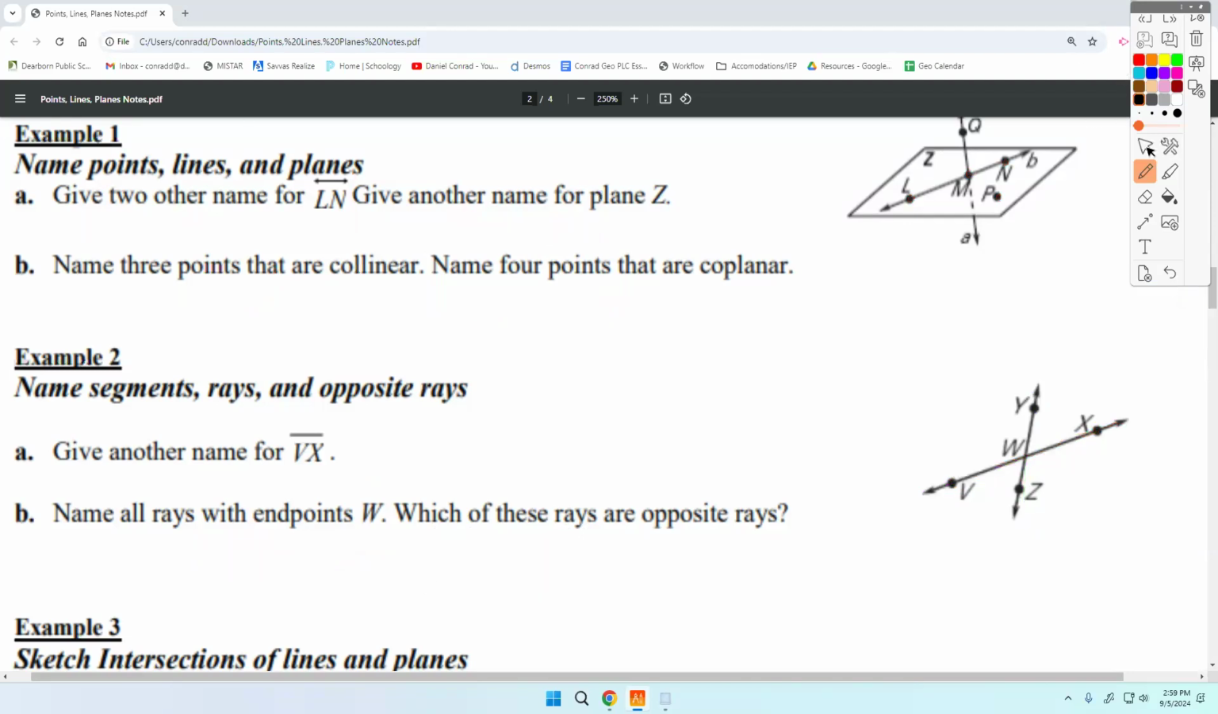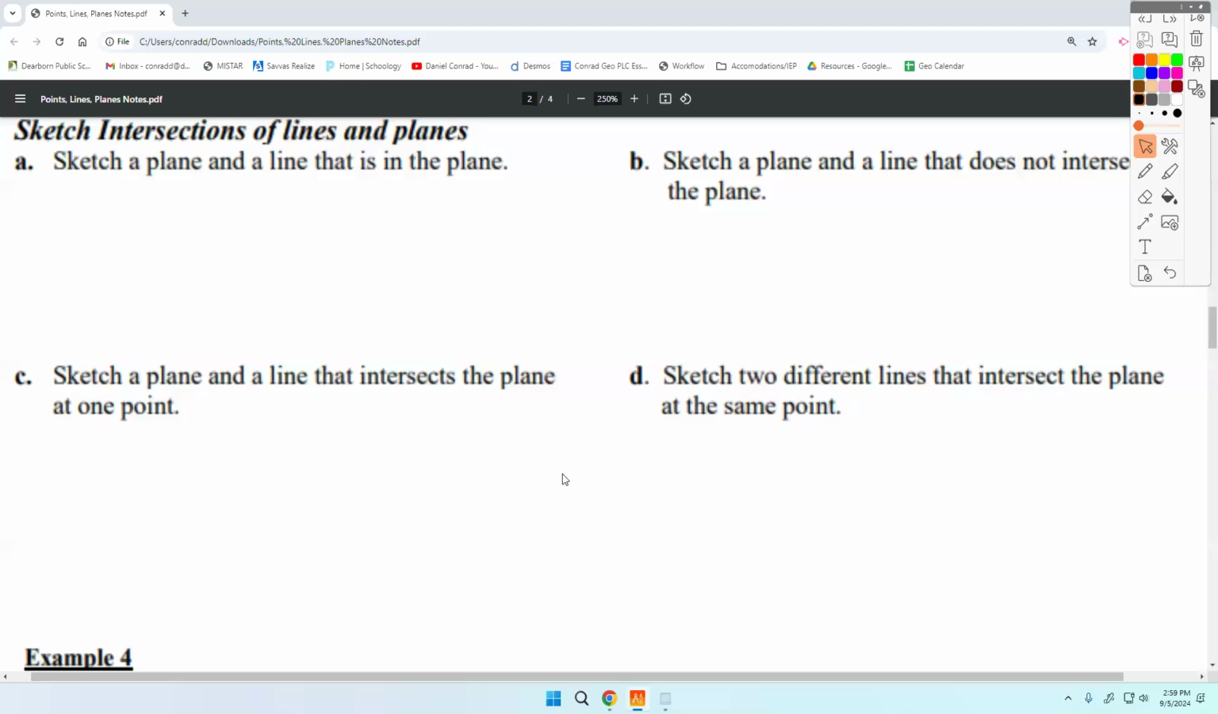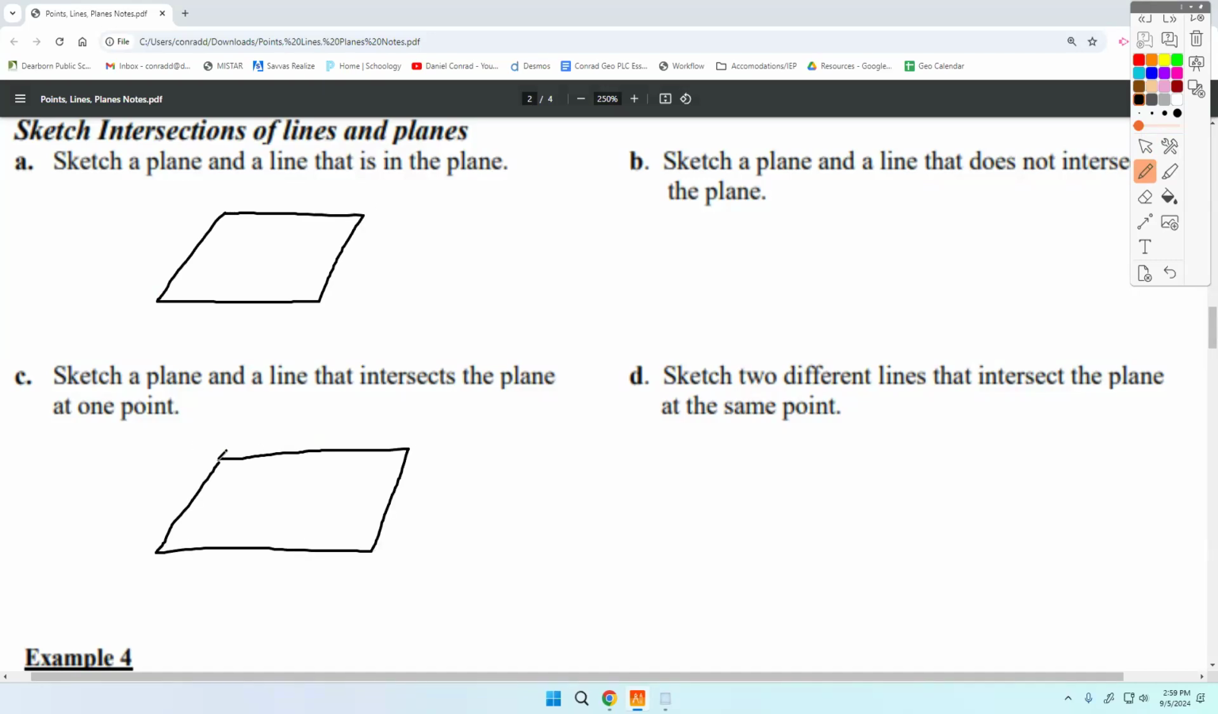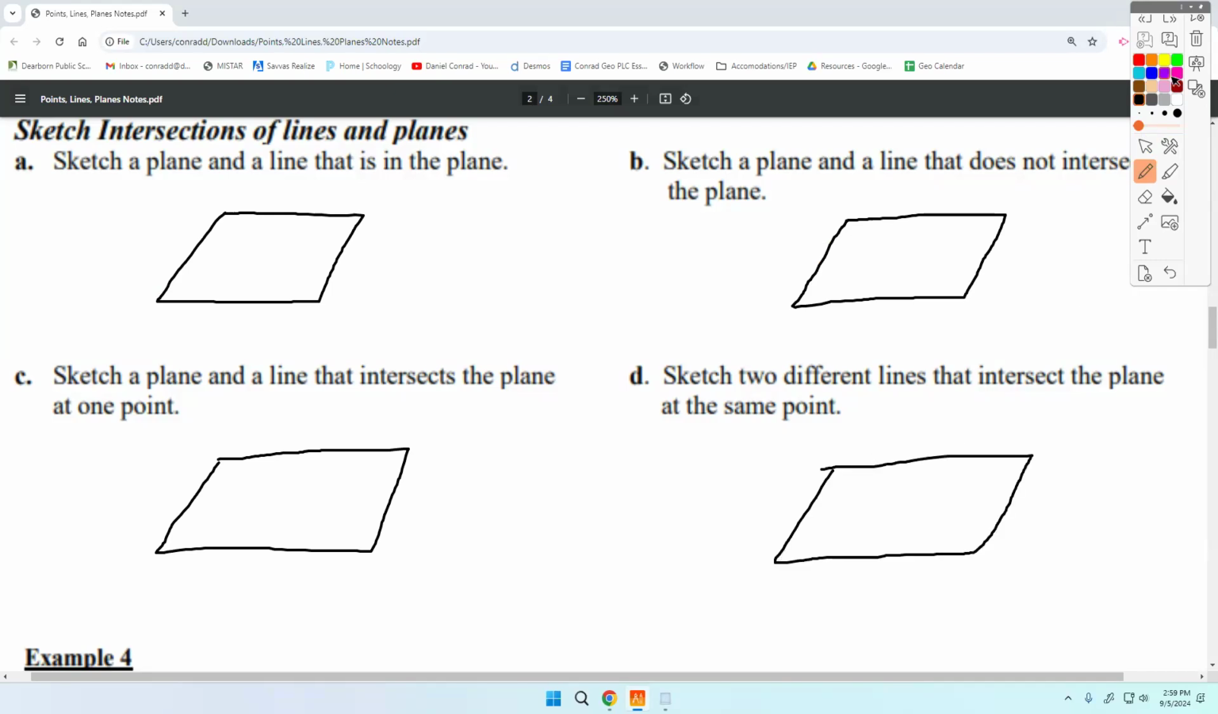All right, example number 3. We're going to do some sketches here. So I'm going to draw some planes for each of these. The first one, sketch a plane and a line that is in the plane. So I want to draw this line entirely in the plane. So it's going to look something like this. It's inside of the plane.